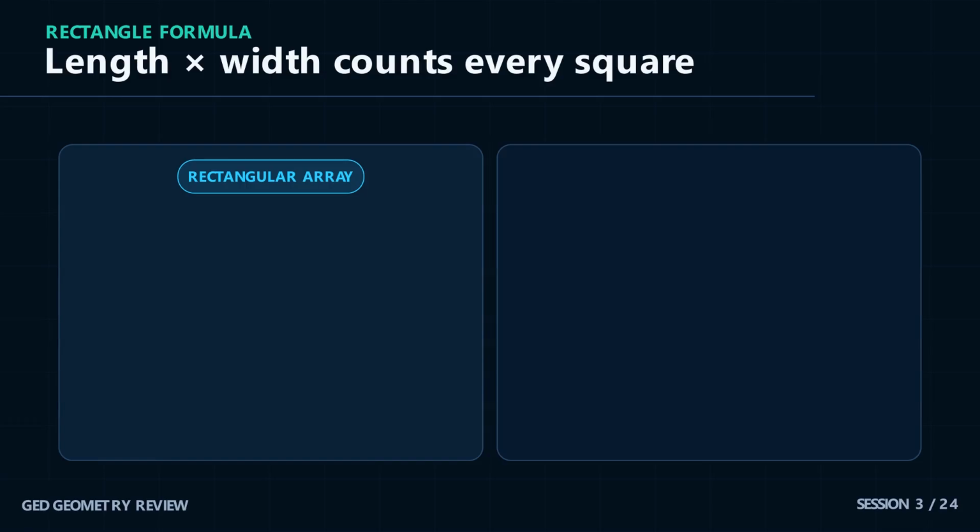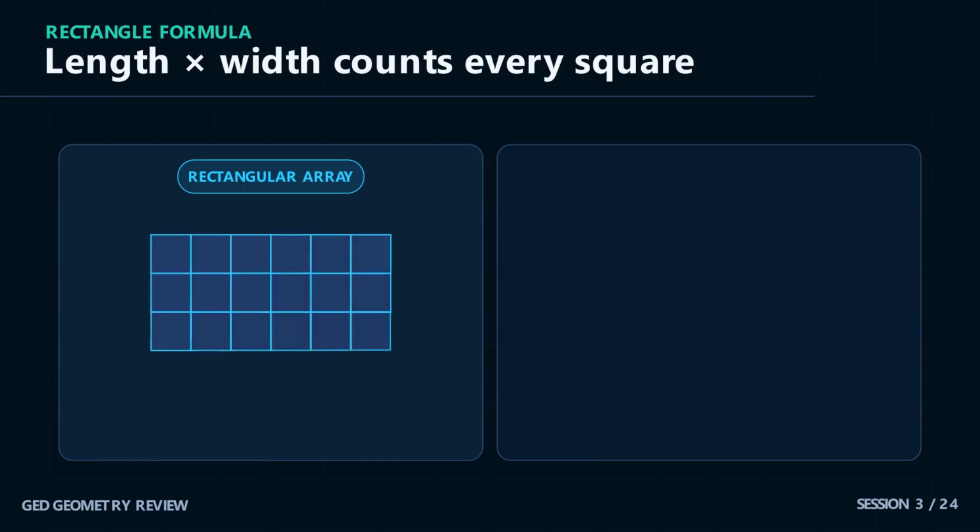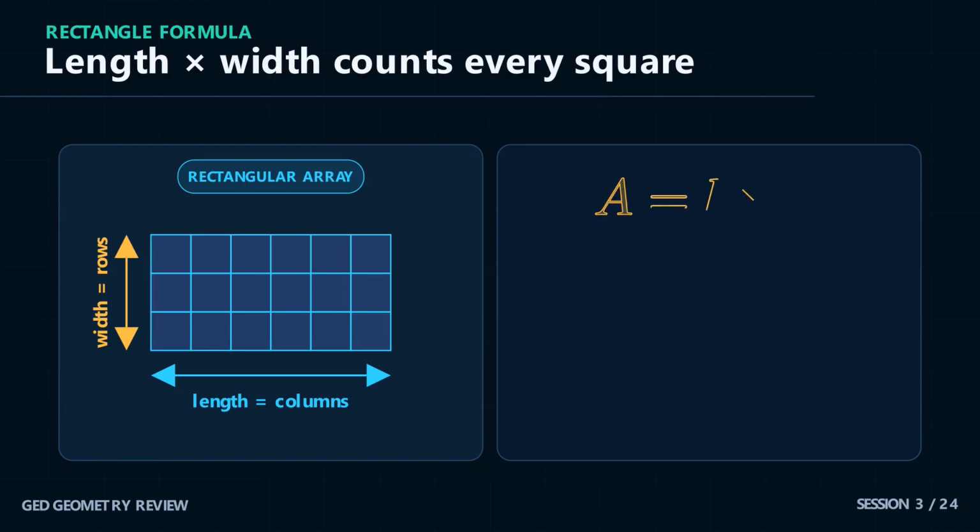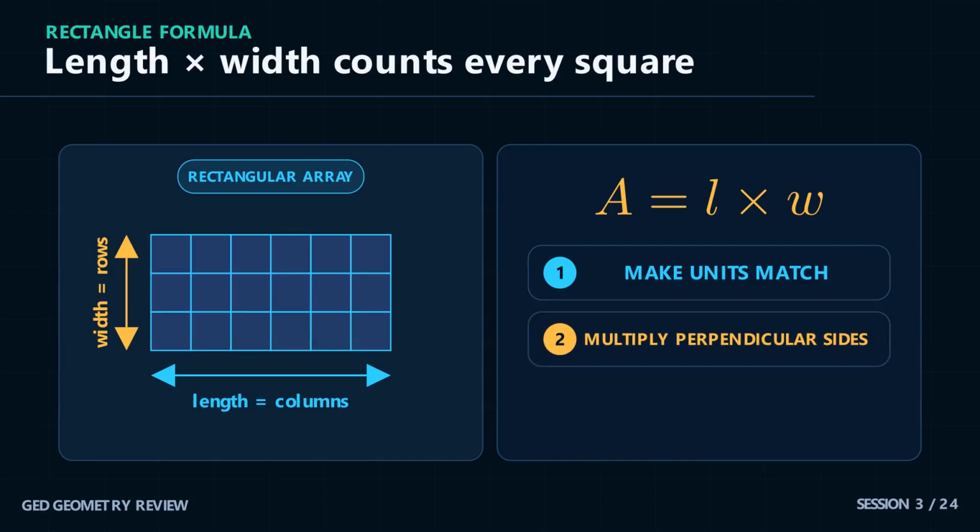The rectangle formula is area equals length times width. Length counts how many unit squares fit across. Width counts how many rows fit from top to bottom. Multiplying them counts all squares in the array. The names length and width can switch without changing the product. What matters is that the 2 measurements are perpendicular dimensions of the rectangle. Before multiplying, confirm that both dimensions use the same unit.